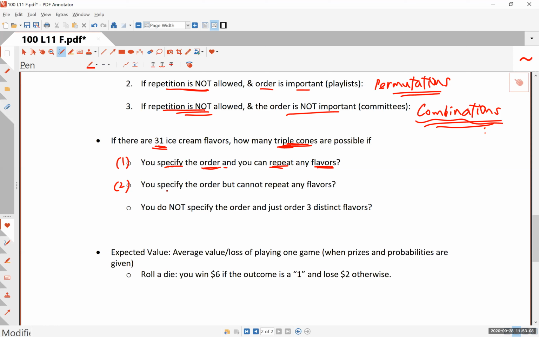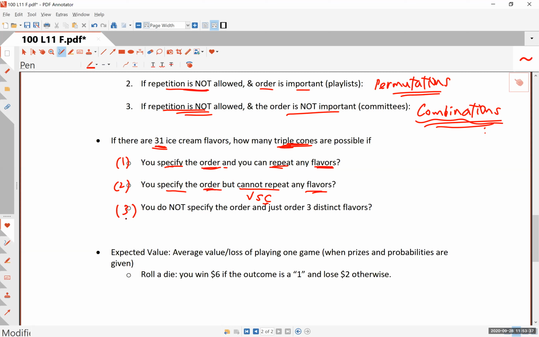Number 2, you can specify the order, but somehow you can't repeat any flavors. You have to pick 3 distinct, different flavors, but you can specify the order. You can do vanilla, strawberry, and chocolate. And I want the chocolate on the bottom because that's the last thing I'm going to taste, and I want to save the best until the last. So you can specify the order. If you can specify the order and you have to order 3 distinct flavors, how many triple cones are possible?